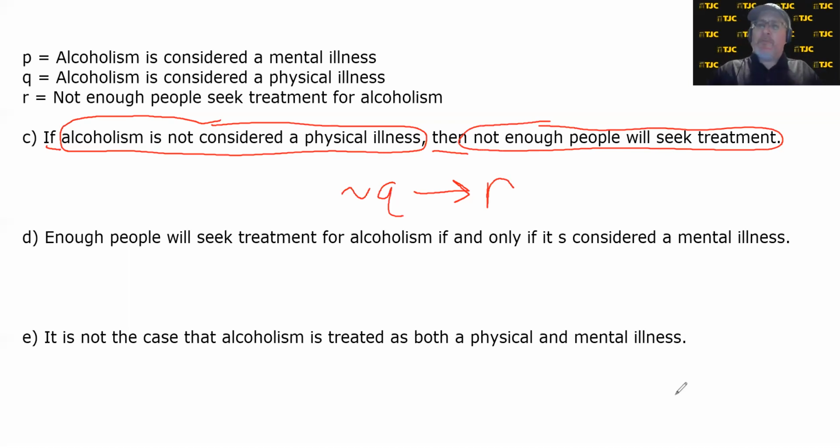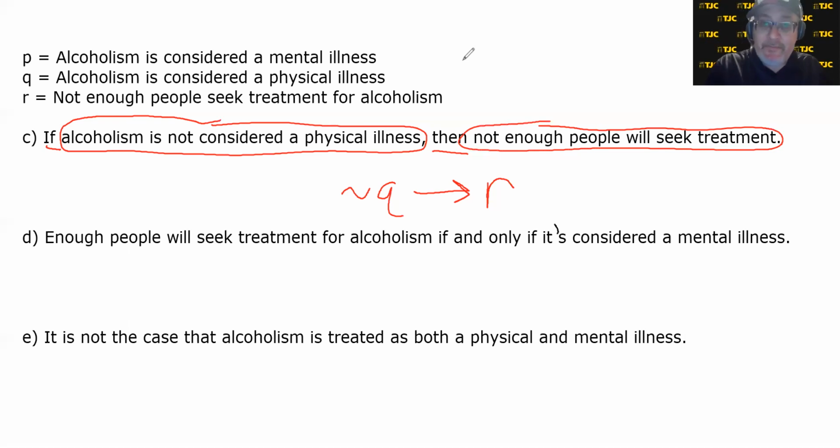So how are you finding this so far? Pretty straightforward, pretty easy? Hold tight. It'll get a little more challenging, not a whole lot more. All right, D: enough people would seek treatment for alcoholism if and only if it is considered a mental illness. I don't know if I left out the "I" in front of the "S" for the word "is," or forgot the apostrophe, so we'll just put an apostrophe there to make it a contraction. Enough people will seek treatment for alcoholism if and only if it's considered a mental illness.